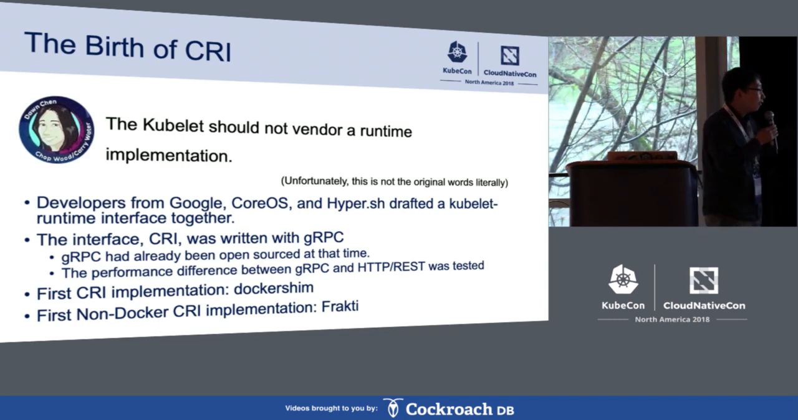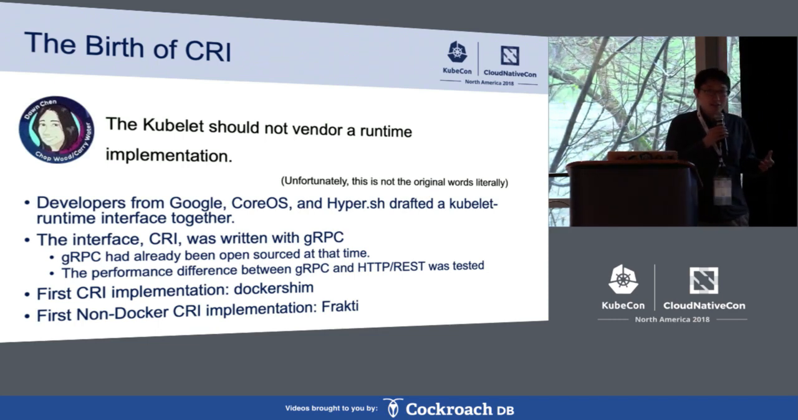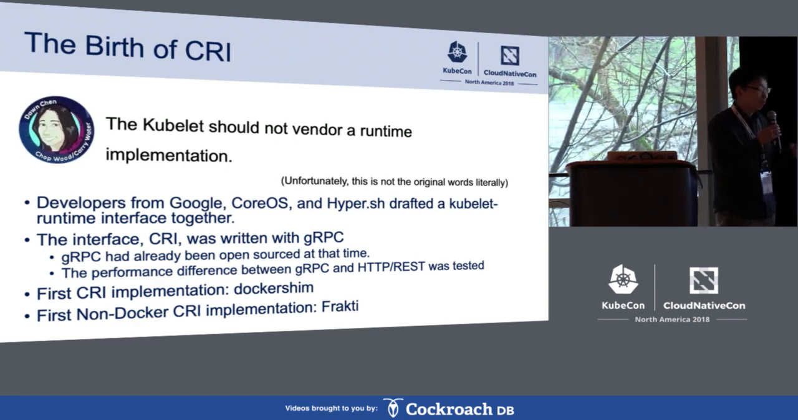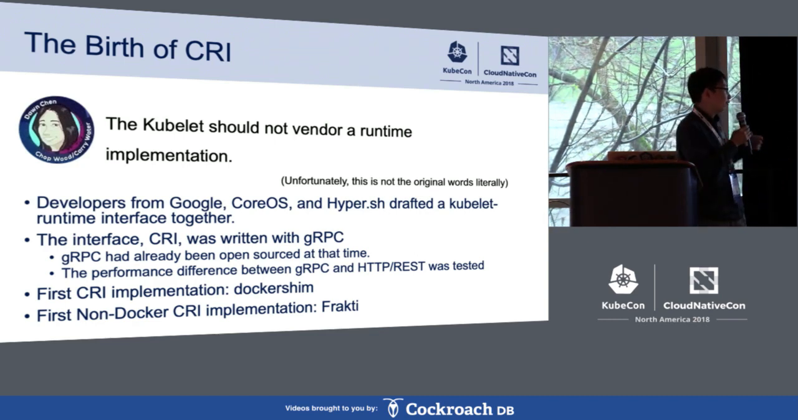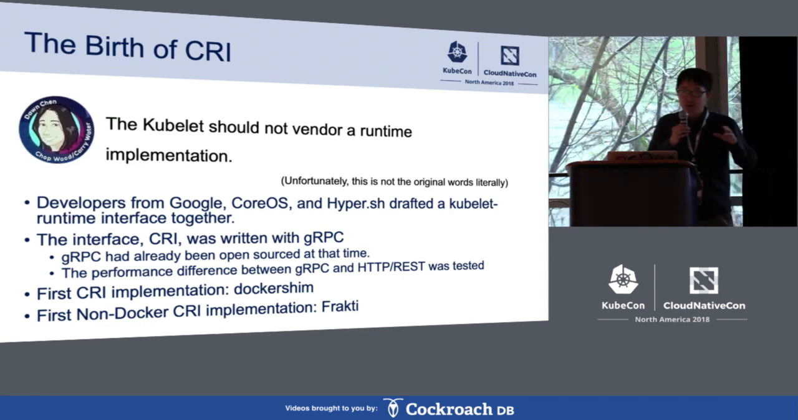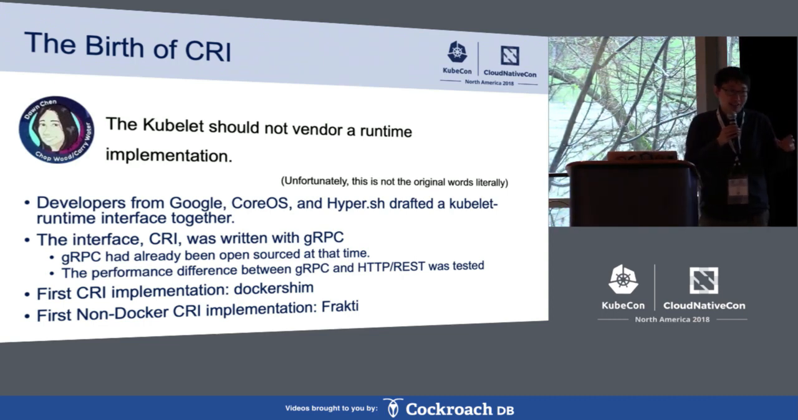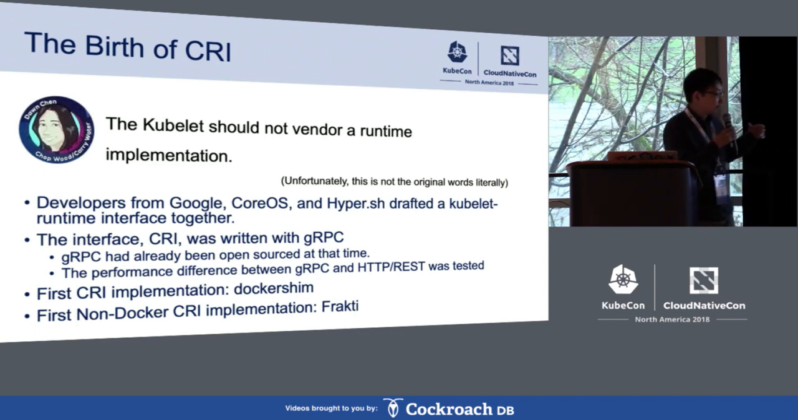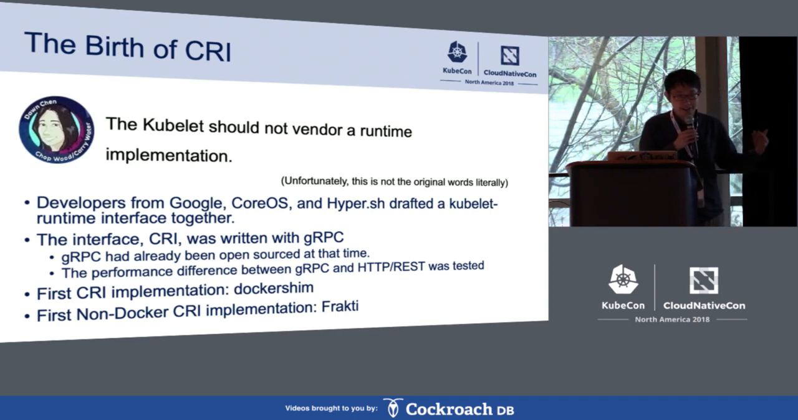Soon after Dockershim was implemented, we began to create another project named Frakti. Frakti is the first non-Docker CRI implementation, which focuses mostly on hypervisor-based containers. So you can think of Dockershim as how Kubernetes talks with Docker, and Frakti as how Kubernetes talks with hypervisor-based container runtimes, like Runv or Clear Container at that time.